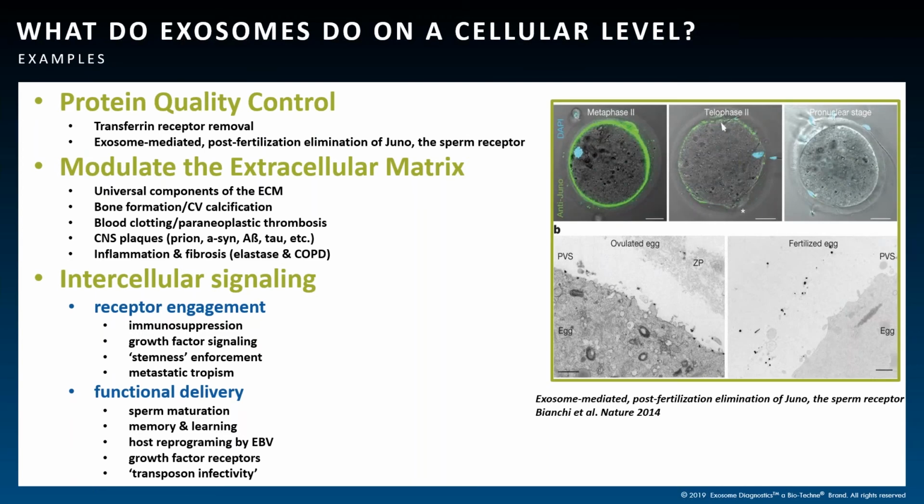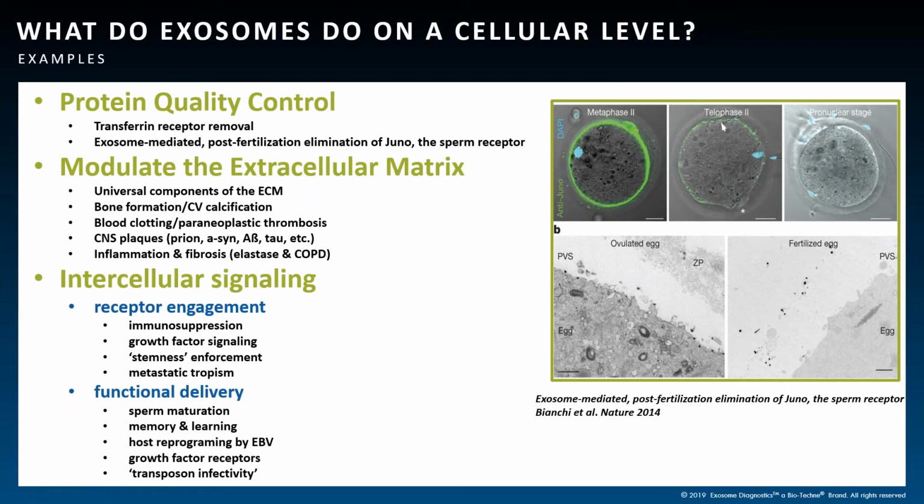I'll explain this slide here. This is one example of this protein quality control system, where it's shown that when you have an egg, the sperm binds to the egg through a receptor called Juno. And you only want one sperm to enter the egg. One very fast and efficient way to help that happen is that the egg will release the Juno, the sperm receptor, in exosomes.